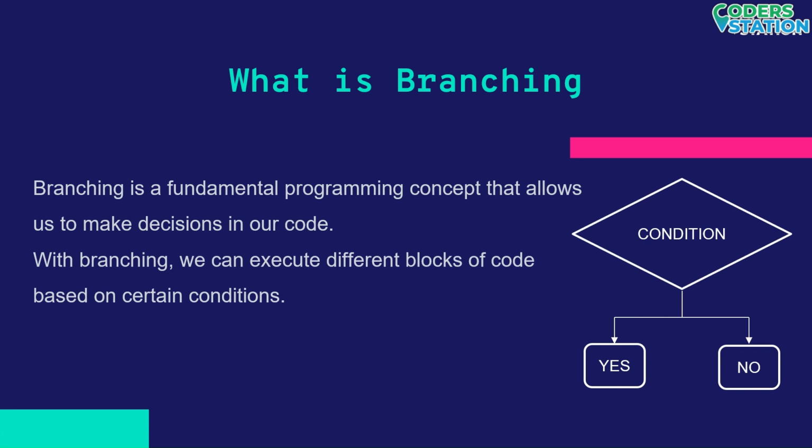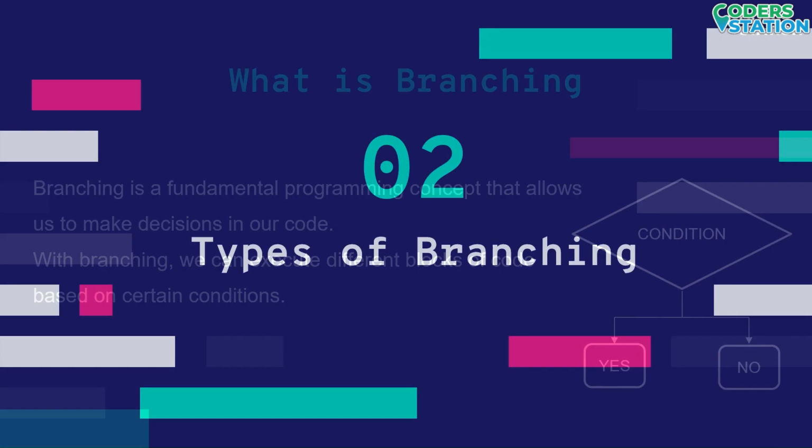So within branching, we can execute different blocks of code based on certain conditions. If the condition is true, then the yes part will execute. If the condition is false, then the no part will execute.